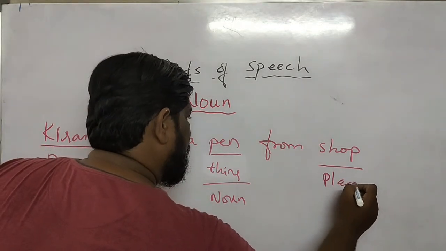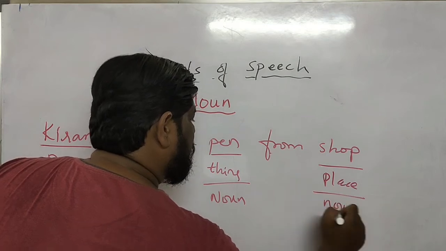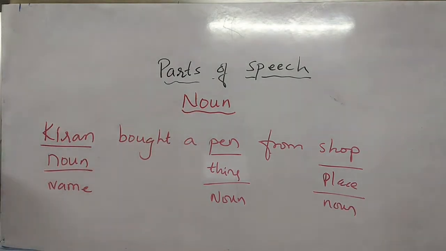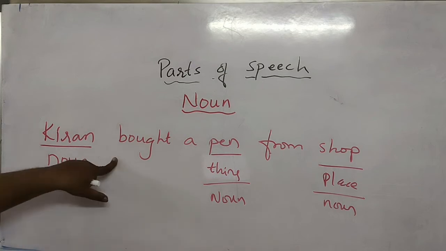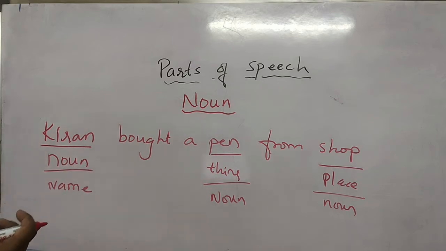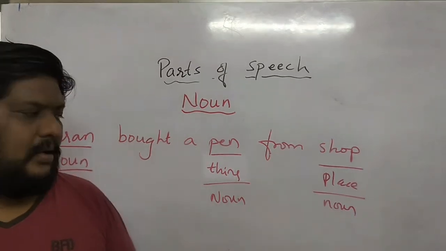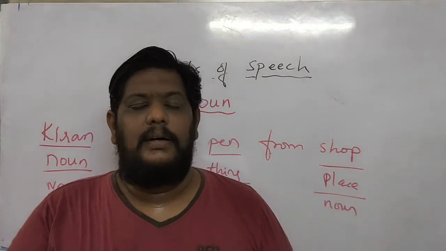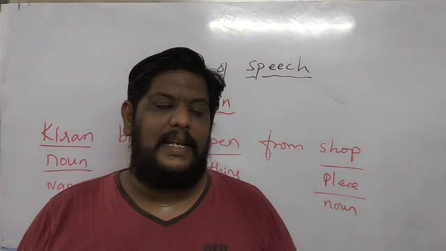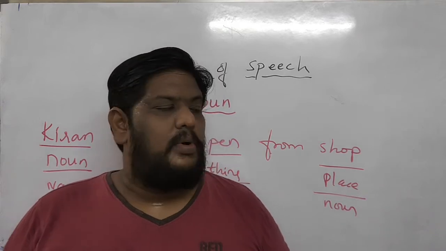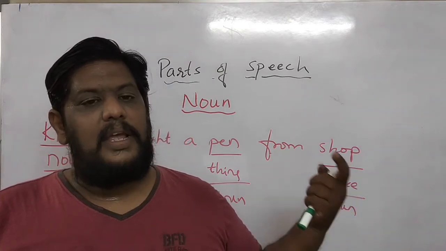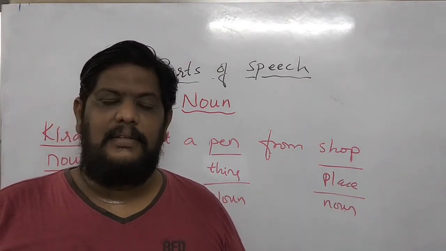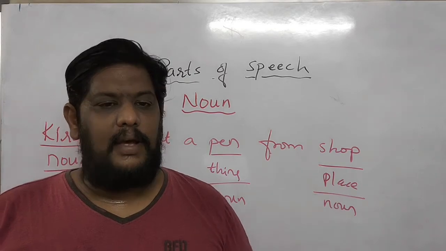Shop is a place. So again, it is a noun. So Kiran bought a pen from shop. So at least you can easily identify three different nouns in one particular sentence. Like this, you might have come across several lessons till now, and you can check each and every sentence. You can find the nouns. If there is any name, that's a noun. If there is any thing, it's a noun. If there is any place given in that, it is a noun. So all these are the nouns.